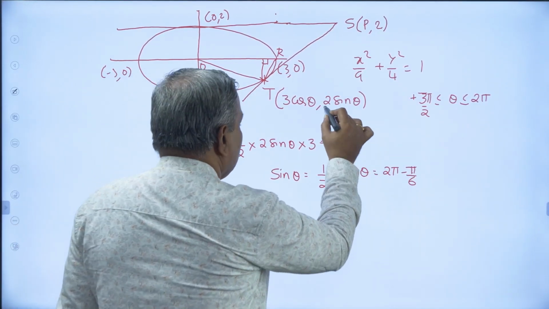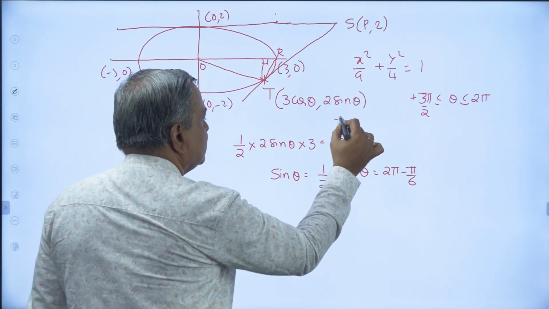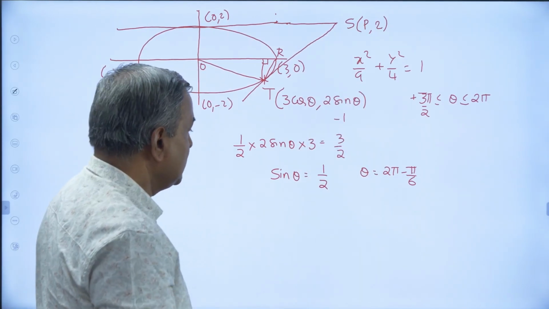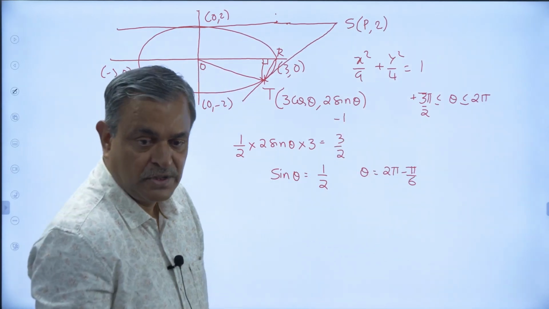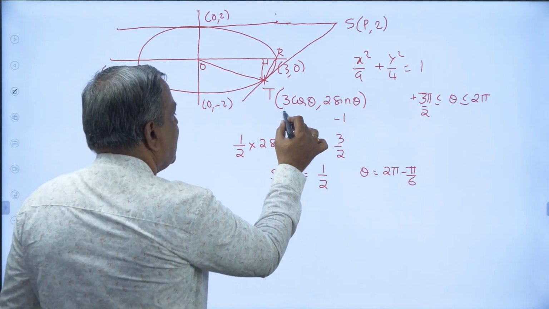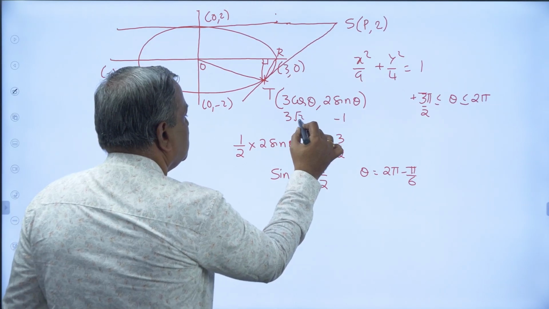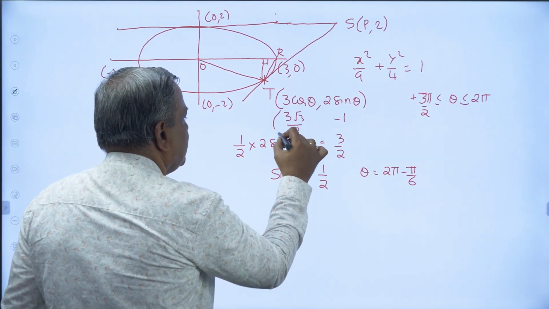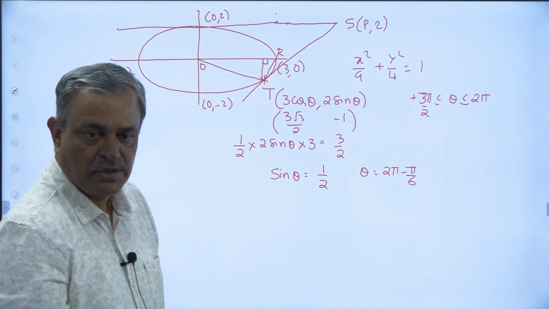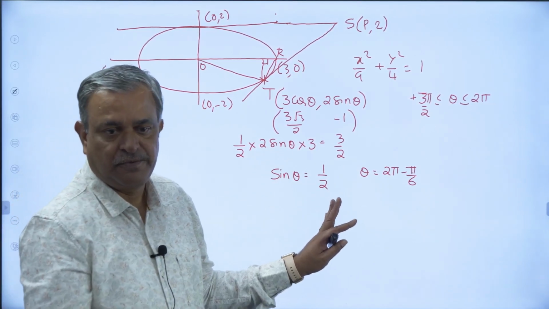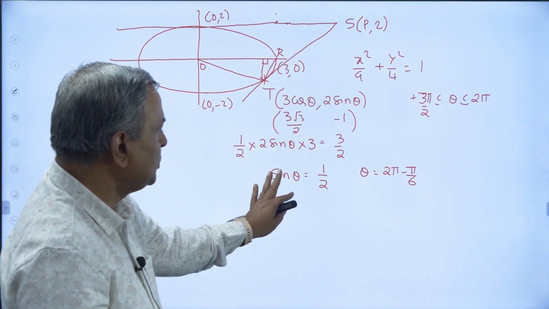So when theta is 2 pi minus pi by 6, 2 sin theta is equal to minus 1, and this coordinate is minus 1. Cos theta in the fourth quadrant is positive, so what does this point become? 3 root 3 by 2. We got the point T also, with the given information. So this is given to us. Whatever is given, we wrote everything.